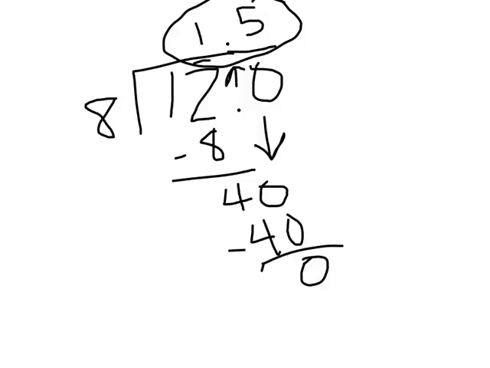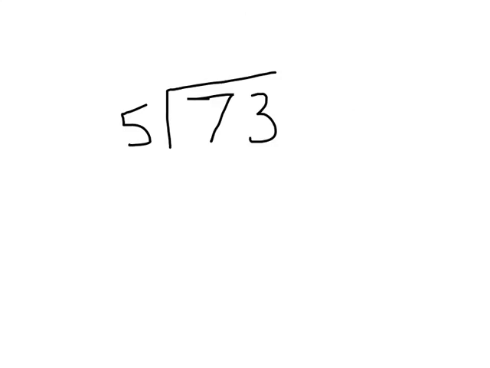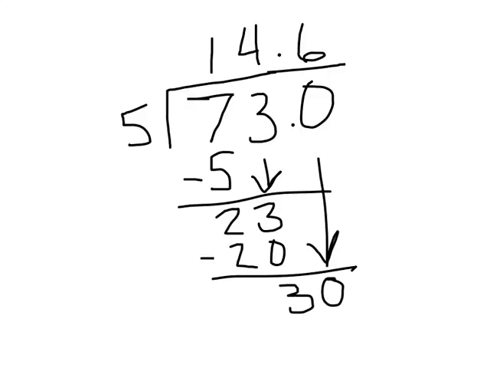Now you try one. What's 12 divided by 8 with the remainder written as a decimal? 12 divided by 8 is 1 and 5 tenths. Take a moment to check your work with mine. Try one more example. What's 73 divided by 5 with the answer written as a decimal? 73 divided by 5 is 14 and 6/10. Take a moment to check your work with mine.